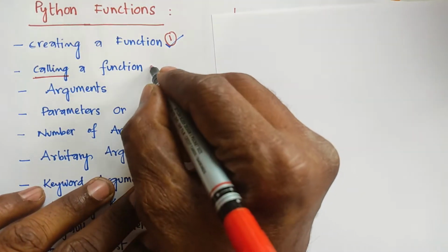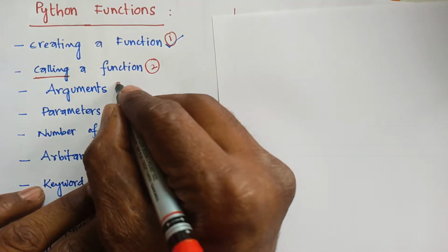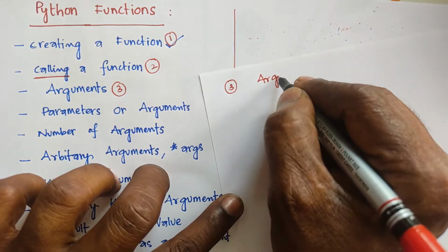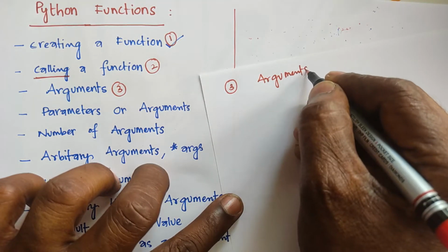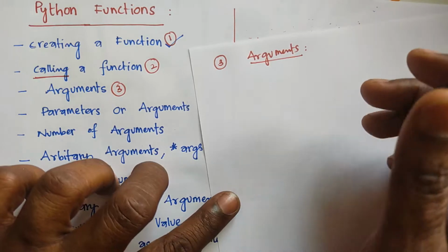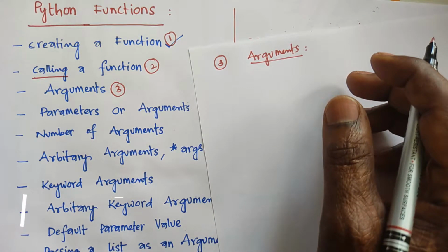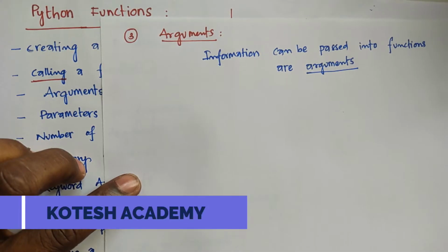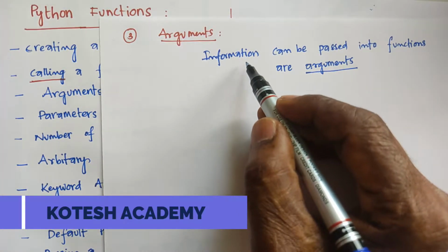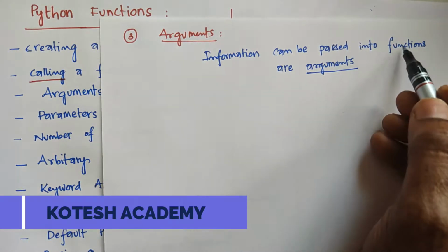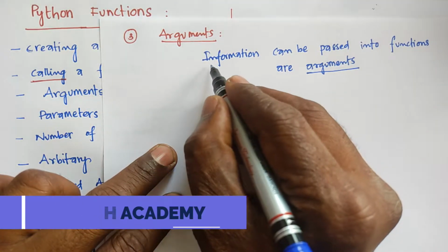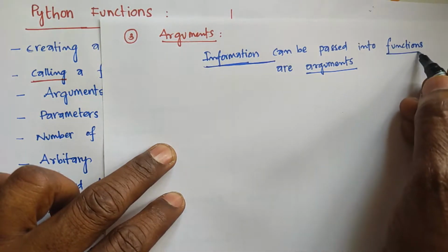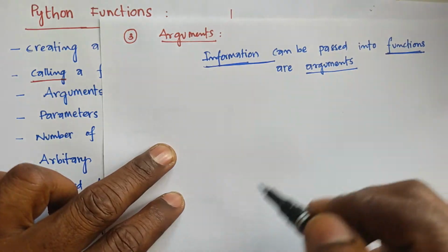Next, so far we covered one and two, and the third one is arguments. What is the definition of arguments? Information can be passed into a function as arguments. Arguments is nothing but information passed into a function. I have some information, and that information I have to pass into functions. That is called arguments.